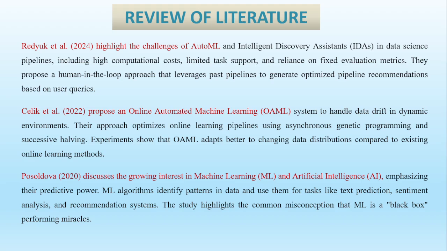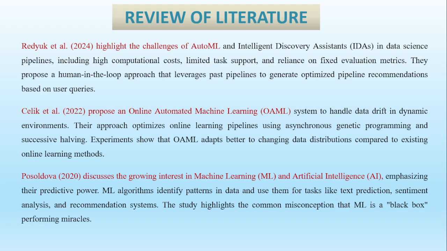Now, the second one is handling data drift in online learning. This is the Celik et al. 2022 paper, which presents a system to handle data drift in dynamic environments. Their approach optimized online learning pipelines using asynchronous genetic programming and successive halving. Experiments show that online automated machine learning adapts better to changing data distribution compared to existing online learning methods.